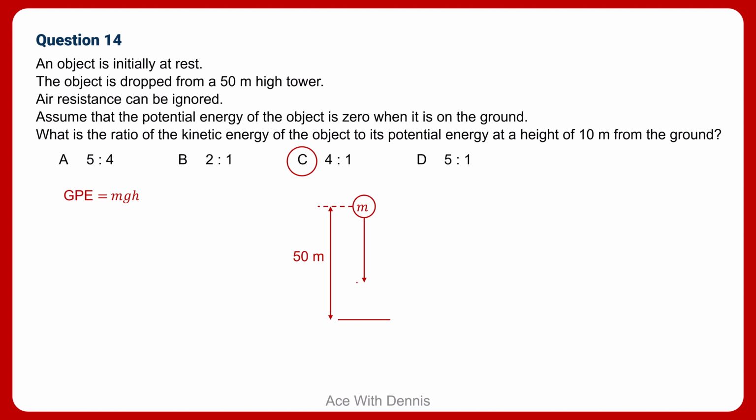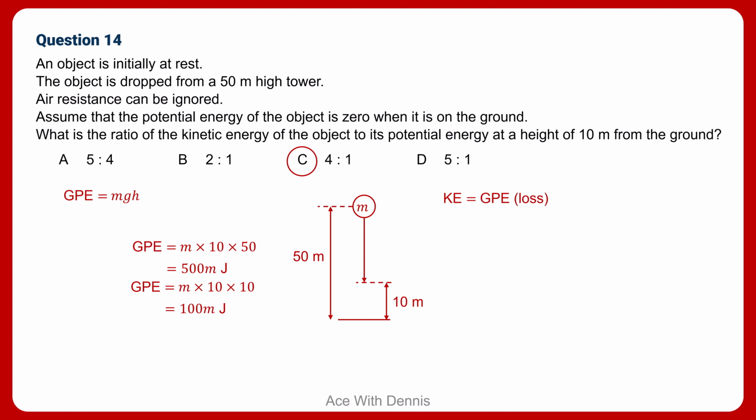And then it drops to the height of 10 meters. Now, the GPE when it is at 50 meters will be m times 10 times 50, which will get 500 m joules. When it is at 10 meters, then the GPE will be m times 10 times 10, which is 100 m joules. So, the kinetic energy when it is at 10 meters will be the GPE loss.